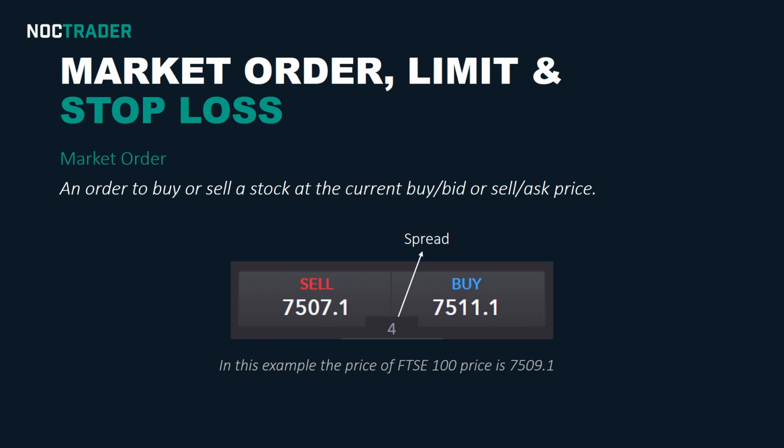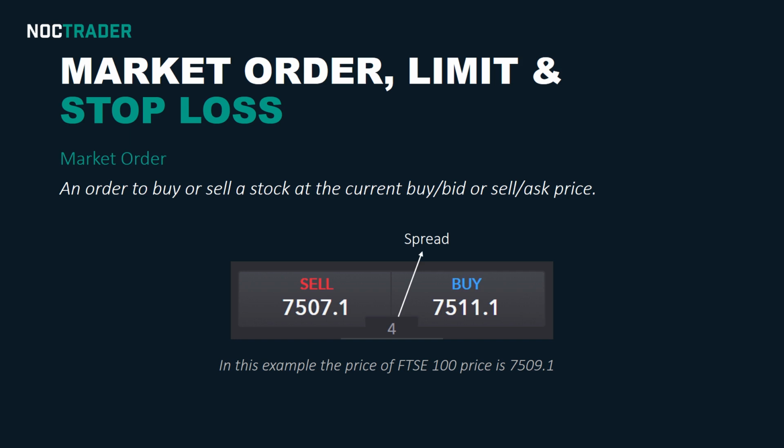So a market order is an order to buy or sell a stock at the current buy, bid, or sell, ask price. So a buy or a bid price is the same thing. You can either hear the terms are interchangeable, buy or bid. It just depends on the trading platform that you're using. IG, which is a trading platform I use, uses the words buy and sell rather than bid and ask, but it's all the same thing.